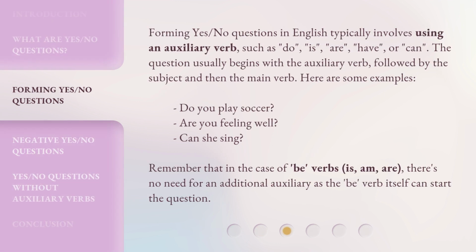Forming yes, no questions in English typically involves using an auxiliary verb, such as do, is, are, have, or can. The question usually begins with the auxiliary verb, followed by the subject and then the main verb. Here are some examples. Do you play soccer? Are you feeling well? Can she sing? Remember that in the case of be verbs, is, am, are, there's no need for an additional auxiliary as the be verb itself can start the question.